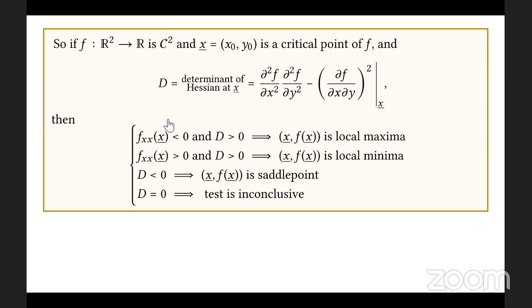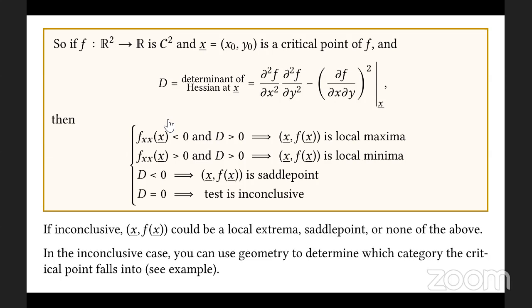And if the second order partial with respect to x is positive and d is positive, then it's a local min. If d is negative, it's a saddle point, and if d is 0, it's inconclusive. So this is the second derivative test analog for functions of multiple variables. If it's inconclusive, it could be any of those, and you would have to use geometry for determining that. Or that's one way you could determine it, is using geometry to determine whether or not it's one of those three.